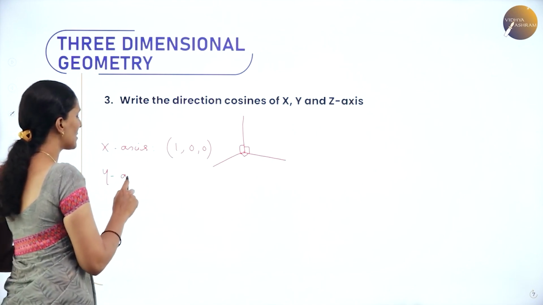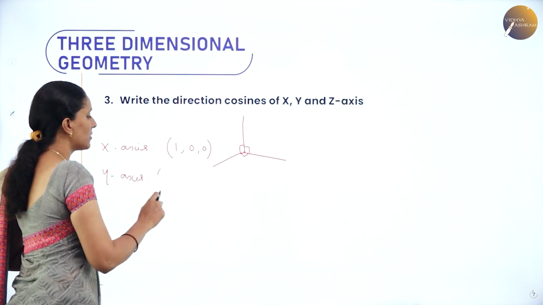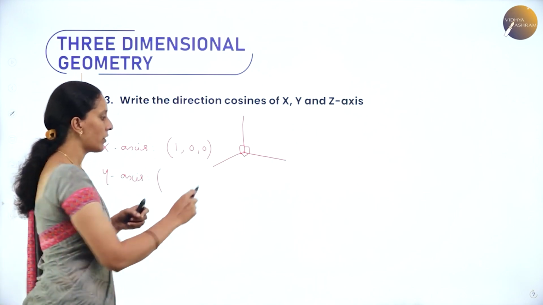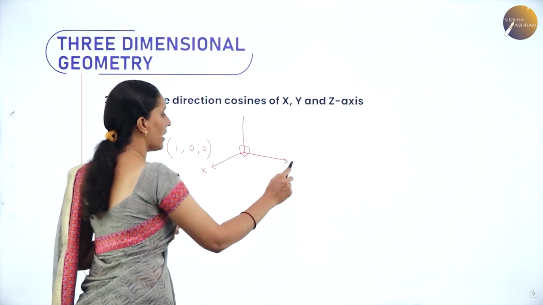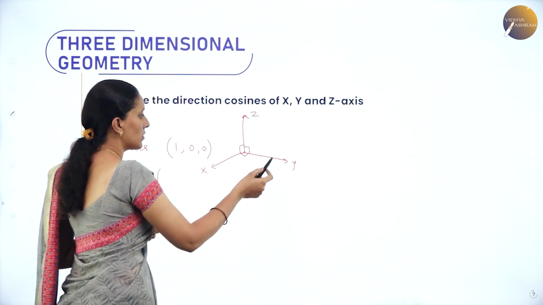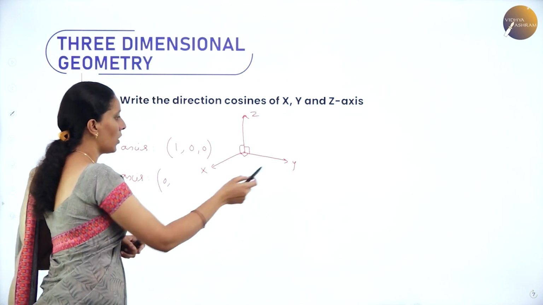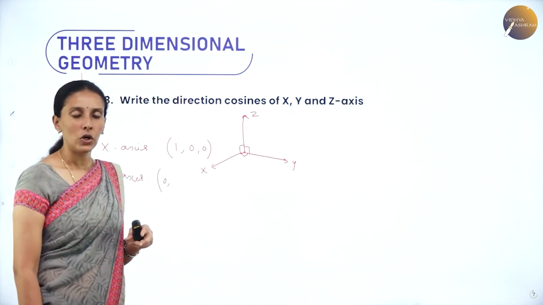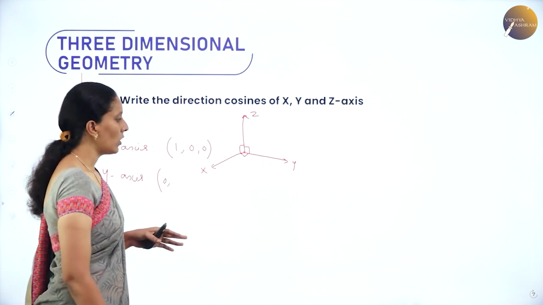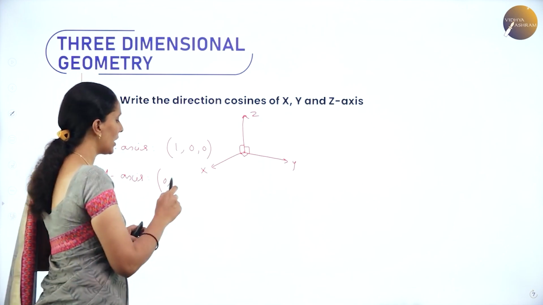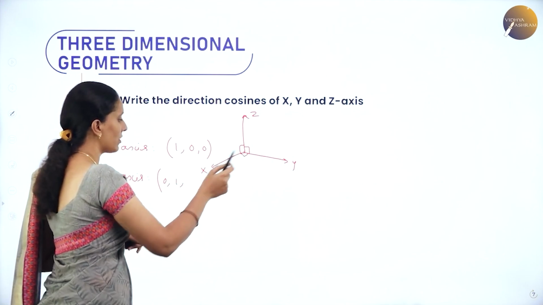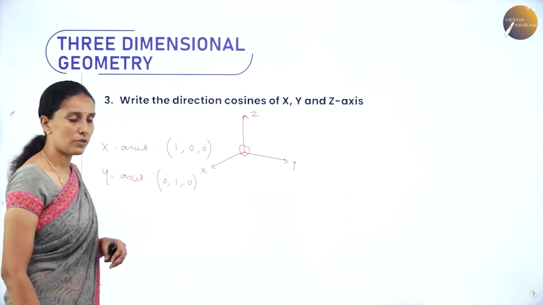And for y axis, it is mutually perpendicular, so if I take this as x, y and z, y with respect to x it is 90, cos 90 is 0. Y with respect to y coincide, that is they are collinear, or we can say it is 0 degree, so cos 0 is 1. And again with respect to z it is cos 90, so therefore 0.